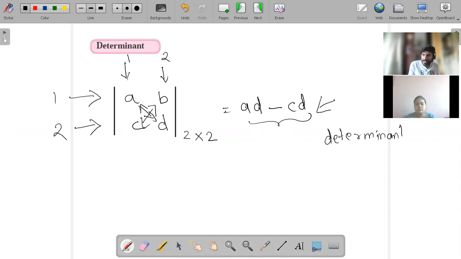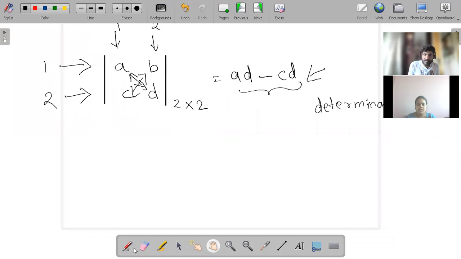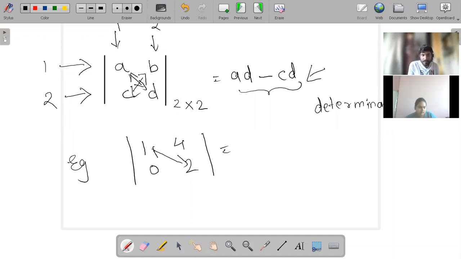Is this clear? What is a determinant? Let's see an example. Suppose you have 1, 2, 4, 0. First you multiply these two. How much is 1 into 2? 2. Minus 4 into 0. How much is 4 into 0? That is 0 itself. And 2 minus 0 is 2. So 2 is called the determinant. Clear how to find a determinant?